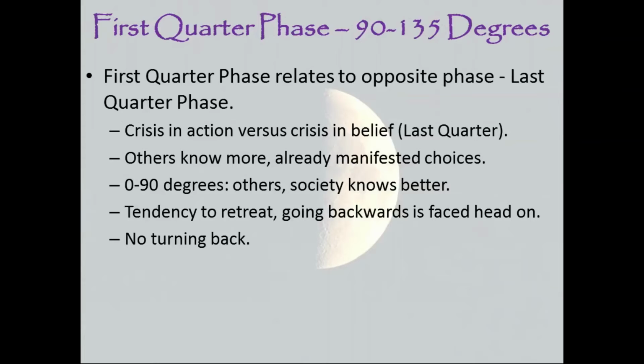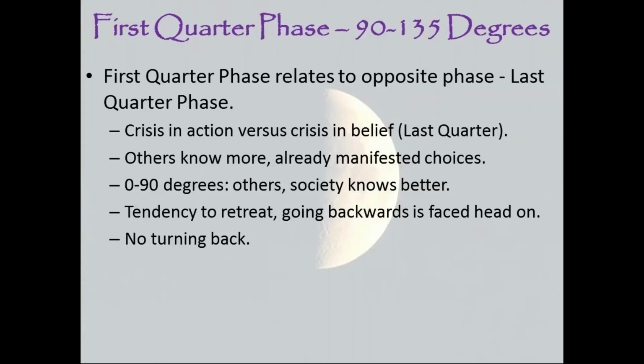Everyone else has already manifested their choices. And this is why it puts that pressure on us to strike out on our own and be unique and manifest what we desire moving forward. So that whole point from 0 to 90 degrees, its disseminating phase and last quarter phase polarity, other people and society in general knows more than we do. So it's a push-pull with that tendency to retreat or go backwards.